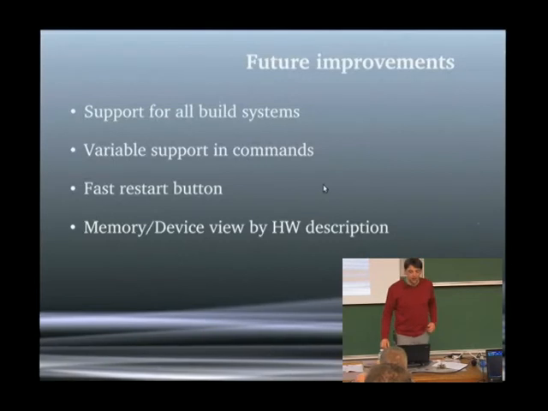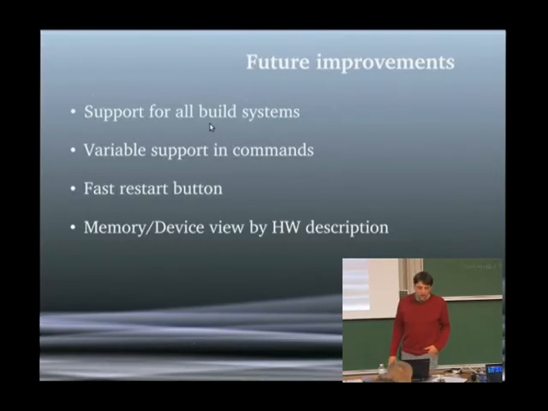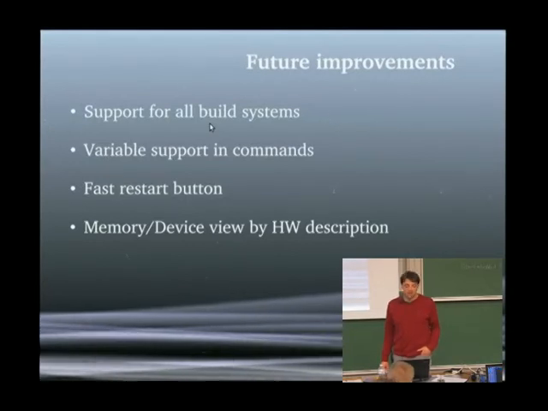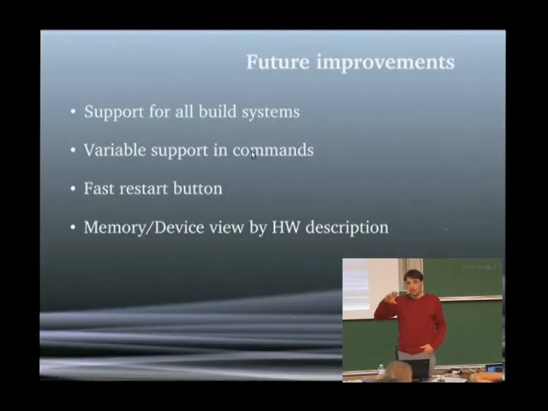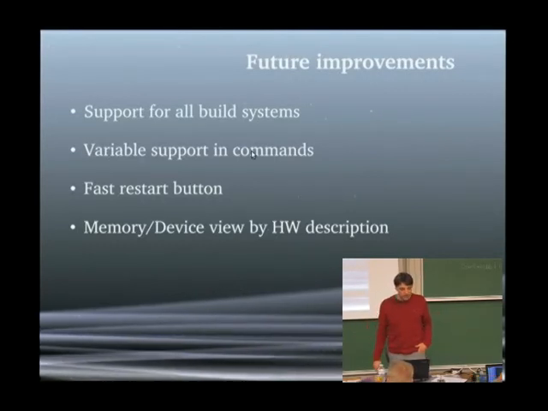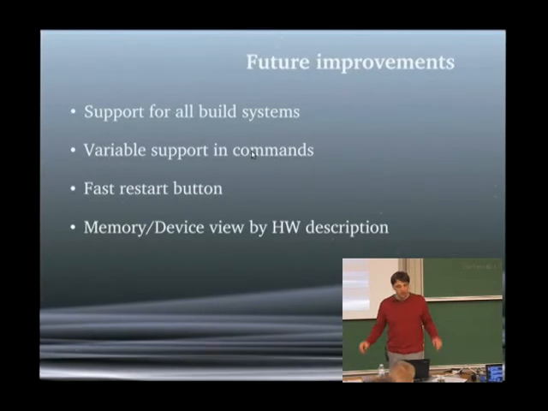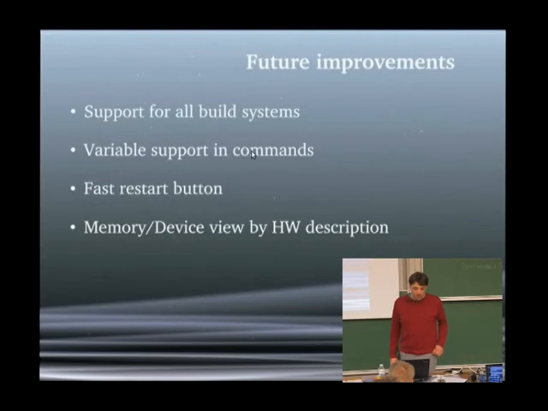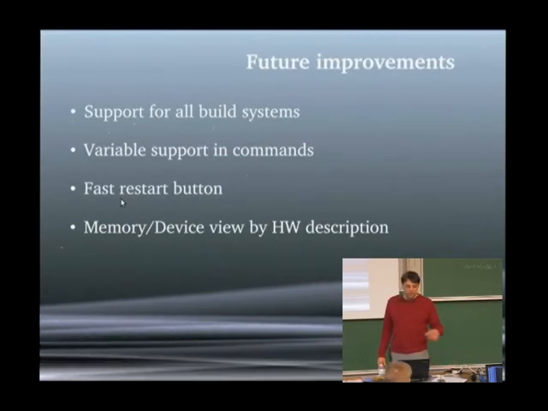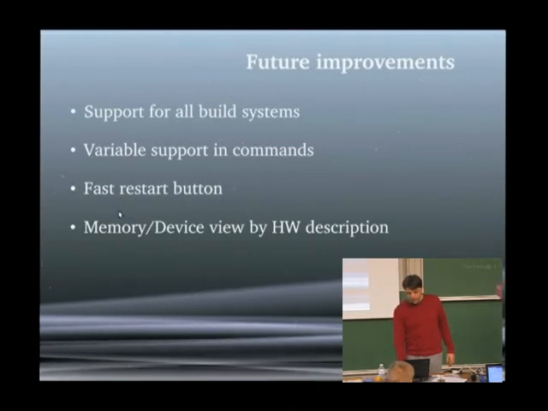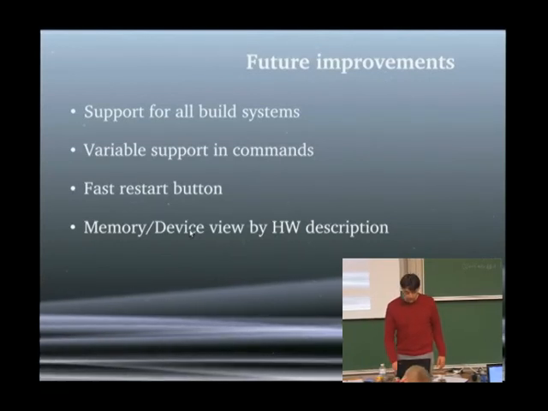So, okay, future improvements: support for all build systems QtCreator supports. So currently only QMake and Qbs is supported, and CMake and Make, I don't know, I haven't tested it, I haven't had time to test it, but it would be nice to have it. To have variable support in the command window, which is entered into the device view for the BareMetal. So if you have some special commands where you need the binary, which some esoteric hardware debuggers need, that would be nice to have. A fast restart button. So on some devices downloading is quite slow, so it would be nice to have a restart button. And one question was over here, and that's also something which would be nice to have, a memory device view by hardware description.